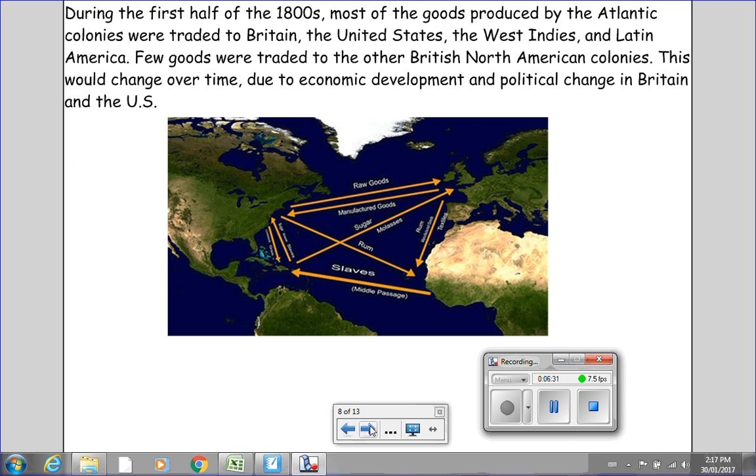During the first half of the 1800s, most of the goods produced by the Atlantic colonies were traded to Britain, the United States, the West Indies, and Latin America. Few goods were traded to the other British North American colonies. This would change over time due to economic development and political change in Britain and the US.